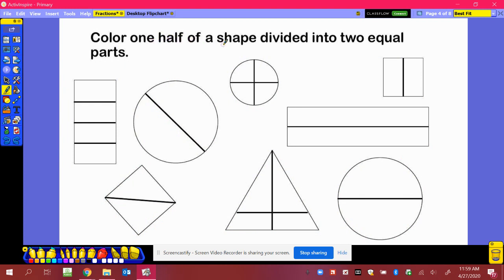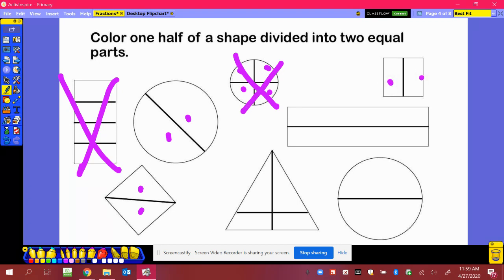Color 1/2 of a shape divided into 2 equal parts. So then we're going to X out the ones that are not 2 equal parts. 1, 2, yes. 1, 2, yes. 1, 2, 3, 4. 1, 2, yes. 1, 2, yes. 1, 2, 3, 4. Nope. Okay, too many parts and not equal.